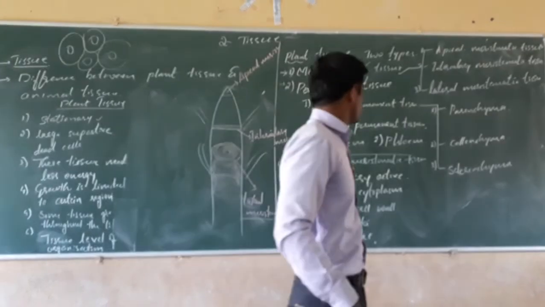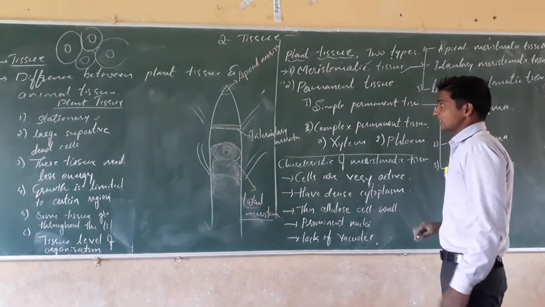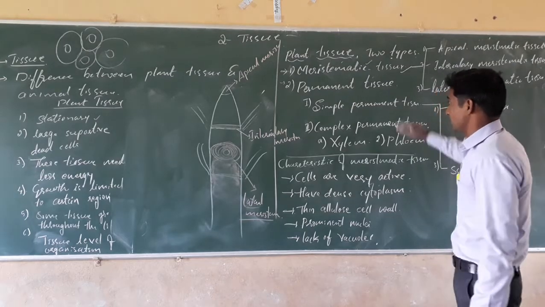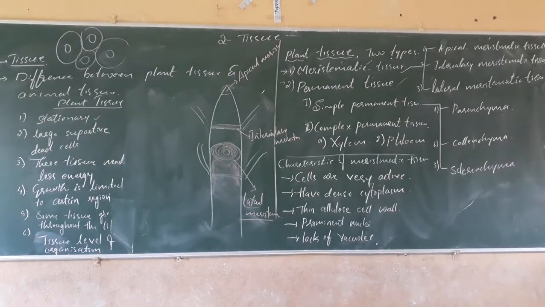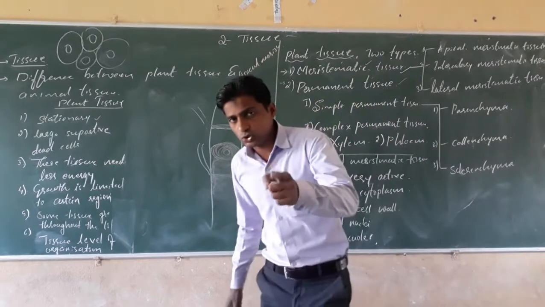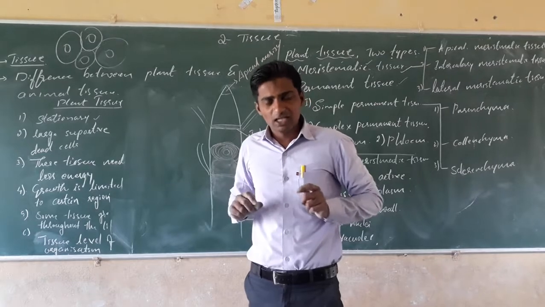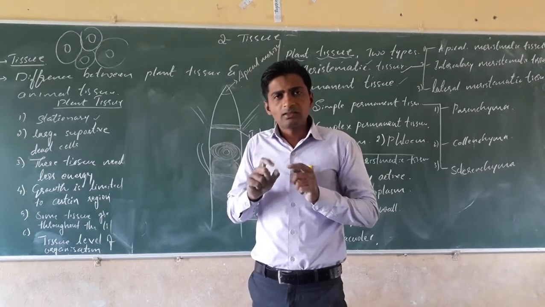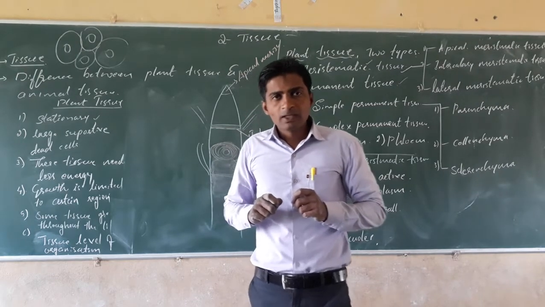That's all about the meristematic tissue. Next, students, let us come to the permanent tissue. The second one is permanent tissue. Meristematic tissue is present in the newly growing regions. They are very soft and delicate. If you pinch them with your fingers, they may break.